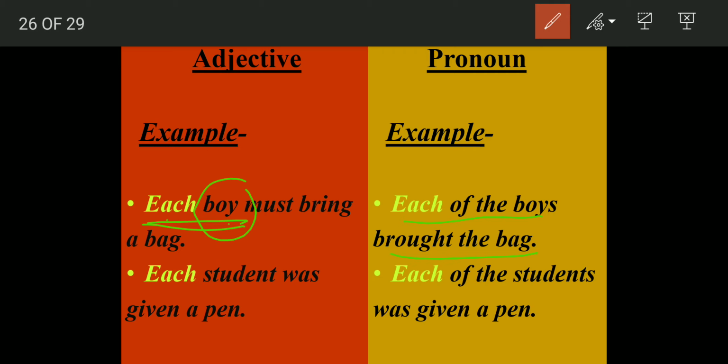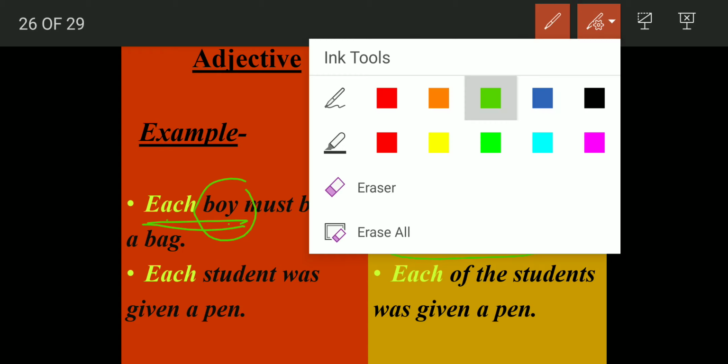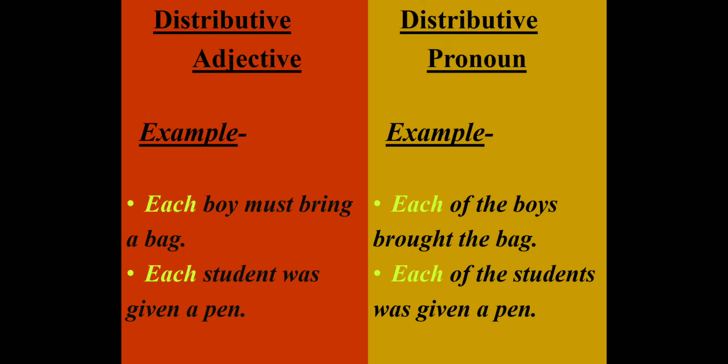Another example, each student was given a pen, that is an adjective. Each of the students was given a pen, that is a pronoun. I hope this must be clear to you by now, the difference between adjective and pronoun.